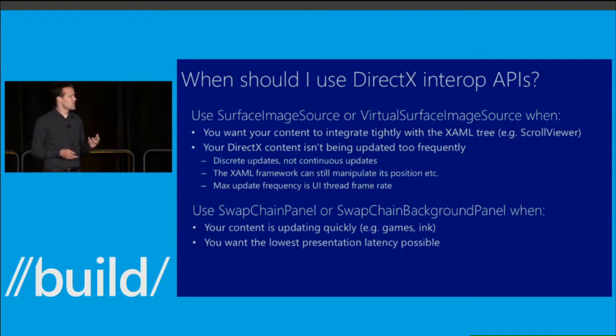So if you want to do really fast updates in a continuous way, swap chain panel and swap chain background panel are the way to go, because when you do render and present on those, update operations go directly through to direct composition. They don't go through the XAML UI thread, so they're the best way to get lowest latency updates that you can have. The SIS and VSIS API updates will be limited to the maximum frequency by the XAML UI thread, which is not guaranteed to run at 60 frames per second, depending on what application logic is being run there.